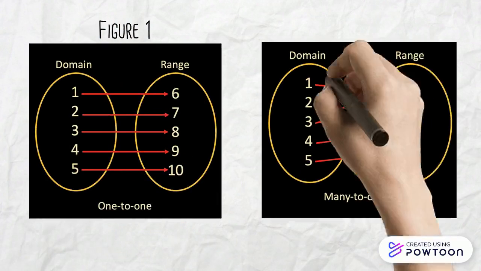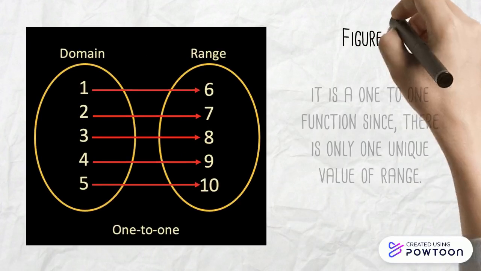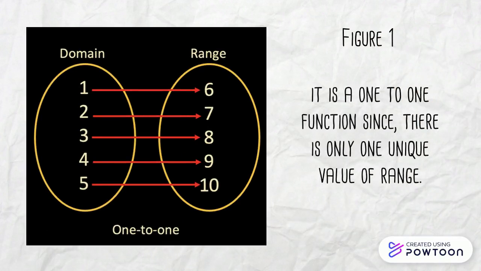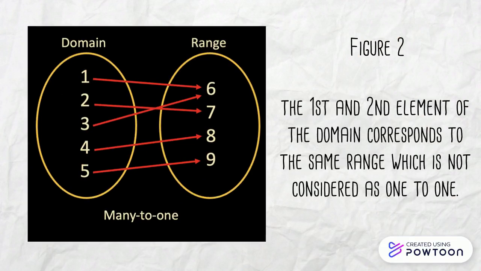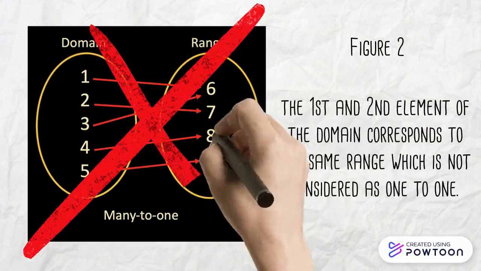Here we have two figures. In figure 1, we can say that it is a one-to-one function just by looking at it since each domain corresponds to exactly one unique range. However, in figure 2, the first and second element of the domain corresponds to the same range, which cannot be considered as one-to-one.